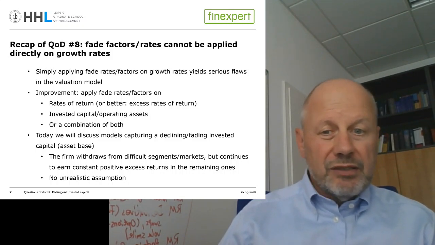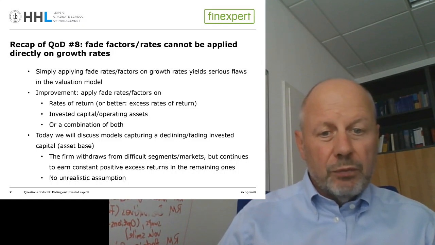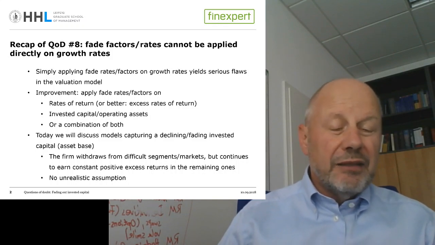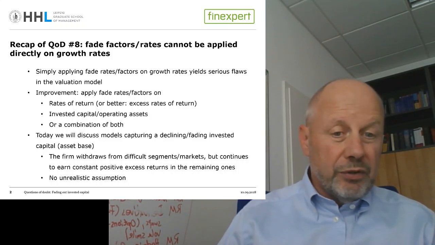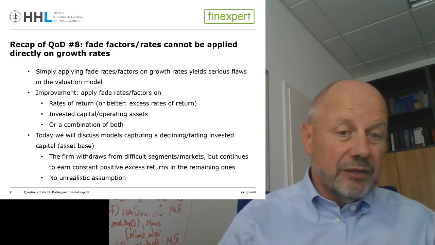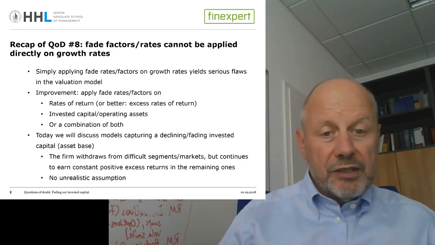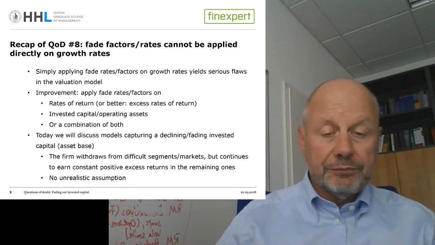And that case is not as unrealistic as it may seem at first glance, because the idea is quite compelling: a firm witnesses declining margins and declining returns in a particular segment, and then it pulls out of this segment and still continues to make business where it earns its cost of capital, or where it still earns excess rates of return. So that's the idea. We shrink the asset base, but we keep the excess rate of return above the cost of capital constant on the remaining asset base.